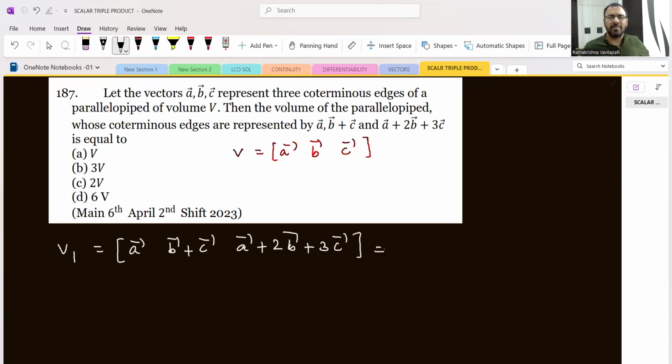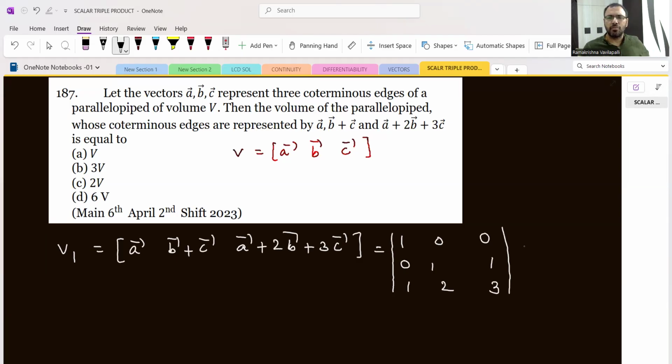So this is nothing but a determinant. See here, the A bar component is 1. There is no B bar component and no C bar component in the first vector. Let us have a look at the second vector: 0, 1, 1. The third is 1, 2, 3.